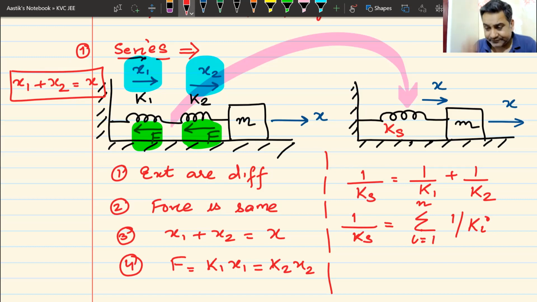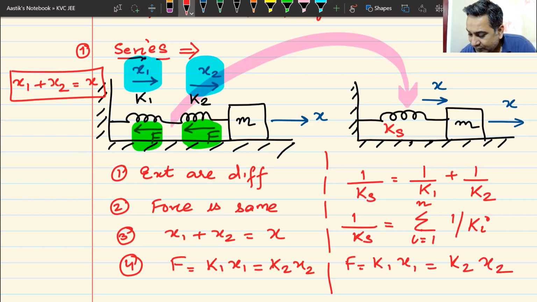Also remember that F, which was equal to K1 into X1, which is also equal to K2 into X2, you can also write as equal to Ks multiplied by X. All these three quantities are same. I hope you are able to understand it. I have replaced both the springs, the combination of springs, by one spring. The spring constant of that spring is Ks. You can call it K whatever, or K equivalent.